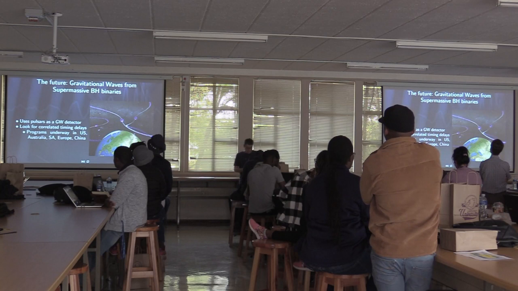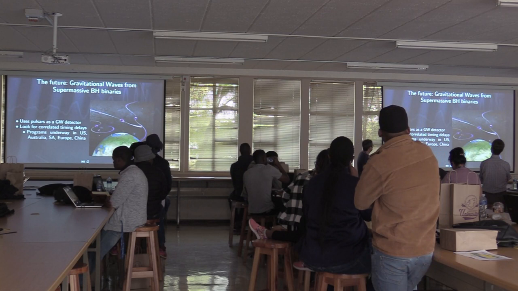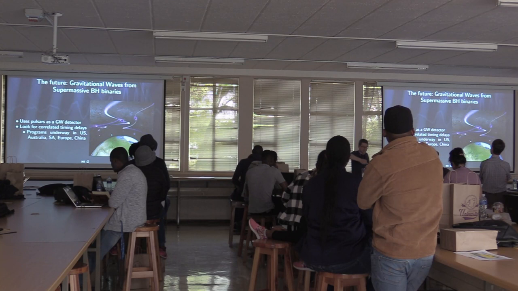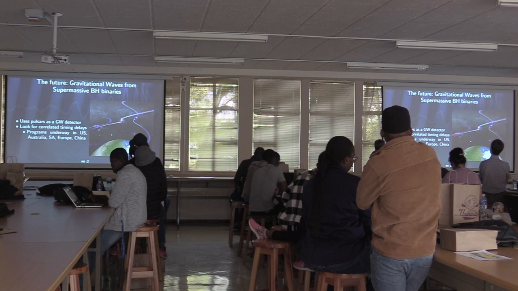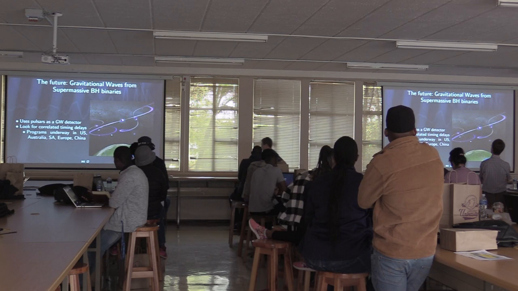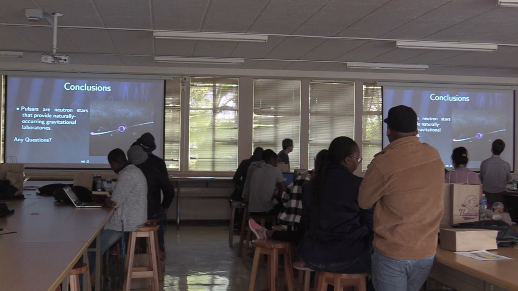So, just to summarize, the future of this field is searching for gravitational waves from supermassive black hole binaries. If you have two supermassive black holes going around each other, they should perturb the nature of space-time, and the arrival times of the pulses should be correlated. I think a little bit later in the week you'll be doing that. And I guess my conclusion is that neutron stars are naturally occurring laboratories. I'll ask if anybody's got any questions.